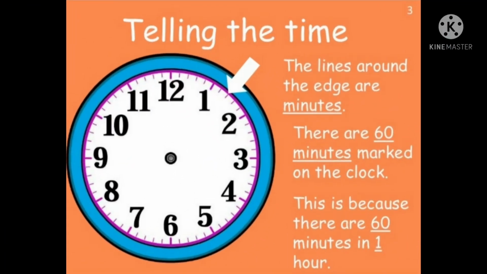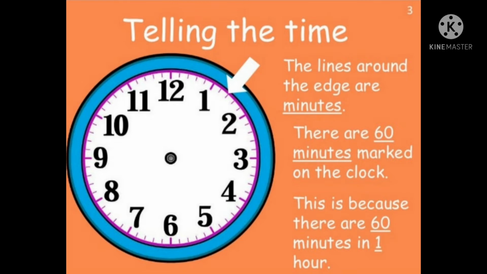The lines around the edge are minutes. The lines which you are able to see in the pink color at the edges are called the minutes. There are 60 minutes marked on the clock. This is because there are 60 minutes in 1 hour.